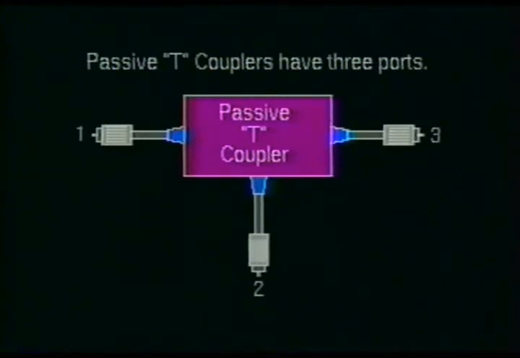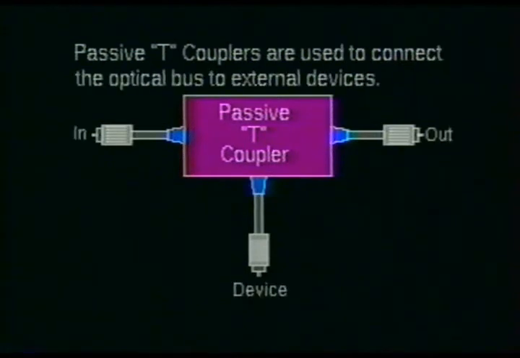Here you see a passive T-coupler. As you can see, the T-coupler has 3 ports. T-couplers are commonly used to connect input or output devices to a data cable which is carrying the optical information.